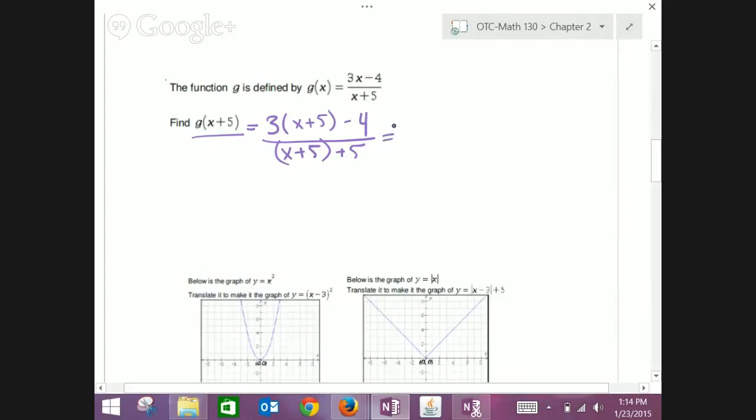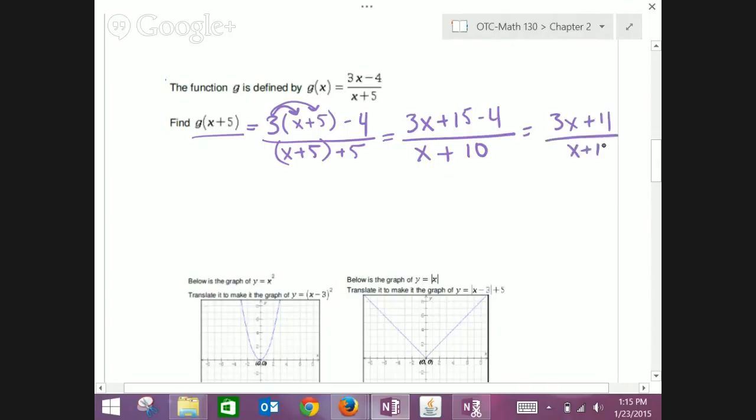So this one is pretty straightforward. The first step, I'm going to distribute my 3 to both x and 5. So I have 3x plus 15 minus 4 divided by 10. And then the second, just 3x plus 11 over x plus 10, and that is my answer. There's nothing more to do there, as simplified as it gets.